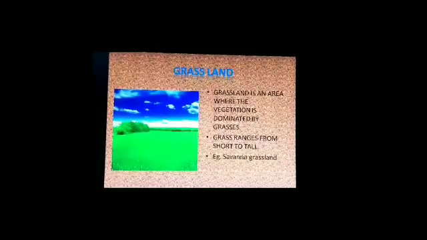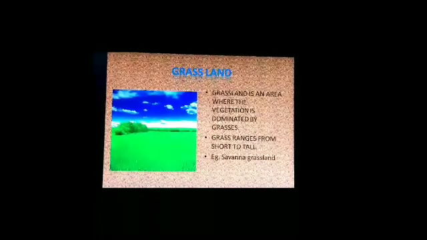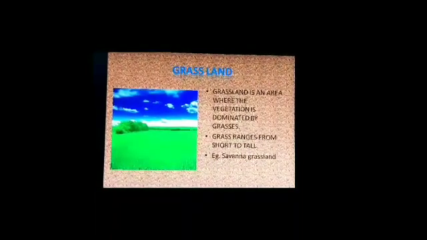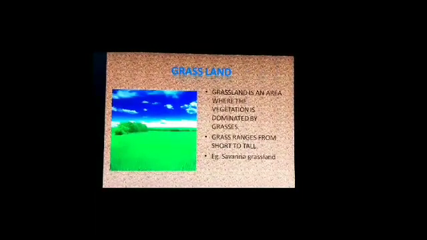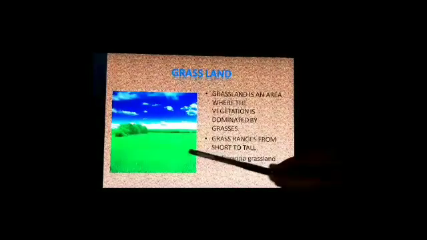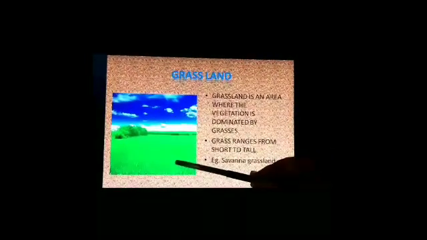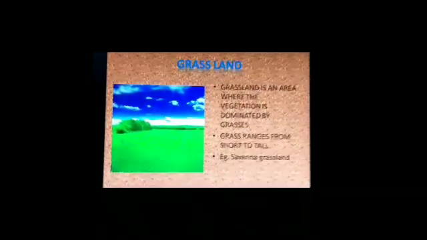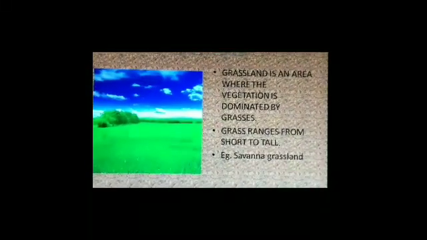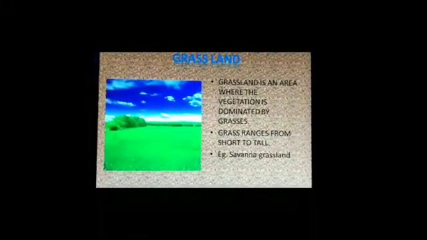Next, grassland. Grassland is an area where the vegetation is dominated by grasses. Grass ranges from short to tall. Example, savanna grassland. This area is fully covered by grass.